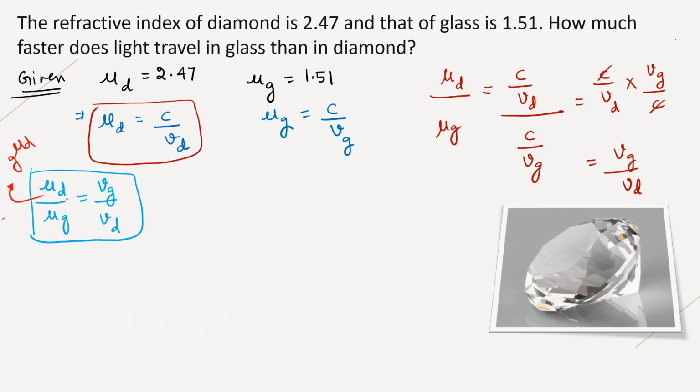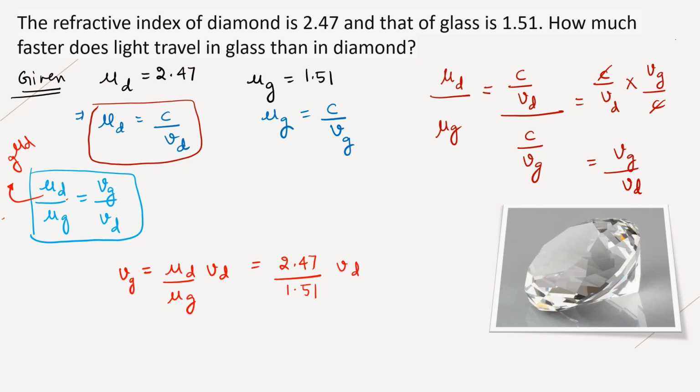Now what are we supposed to do? They are asking the velocity of glass. So let us keep Vg on one side and take Vd to the other side. So what do we get? Mu D by mu G into Vd. What is mu D? Mu D is 2.47. And what is mu G? Mu G is 1.51, into Vd. Now we have two numbers and we have to divide them.